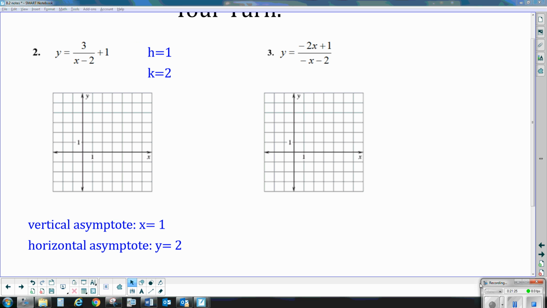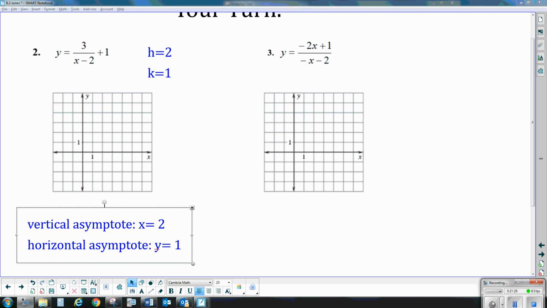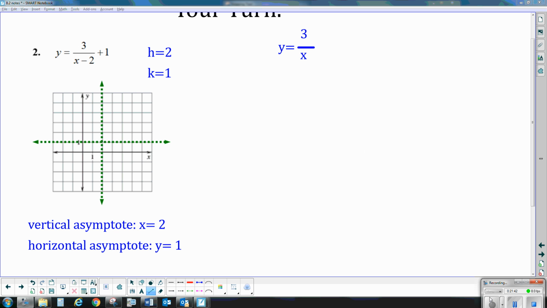So let's start just by defining our h and our k. So our h is 1. Nope, actually our h is 2 and our k is 1. So that means our vertical asymptote is x equals 2 and our horizontal asymptote is y equals 1. So we're going to go ahead and plot those. And then we're first going to graph coordinates for y equals 3 over x, and then we're going to shift them 2 units to the right and 1 unit up.